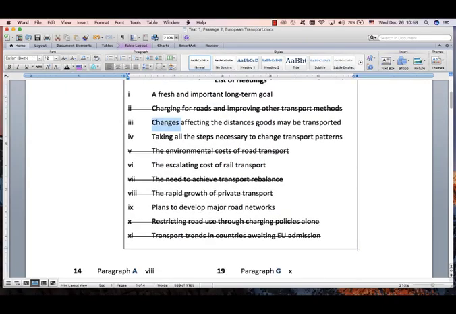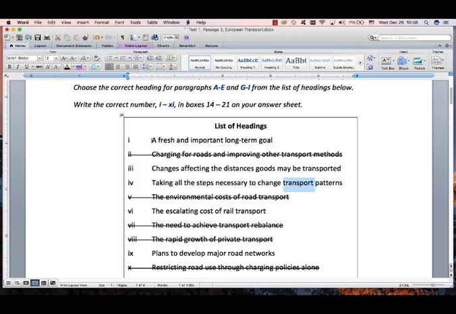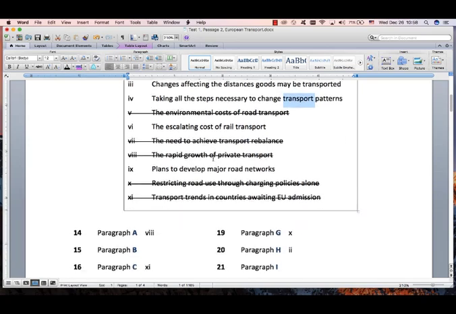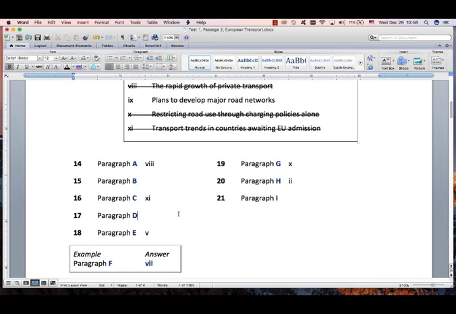There's nothing about changes, distances, nothing about steps, change transport patterns. Rail, no. Major road networks, no. But we did have this new important objective. Okay, maybe a slightly more difficult one, but I'm going to put it in nonetheless. I think there's enough there for us to believe it.